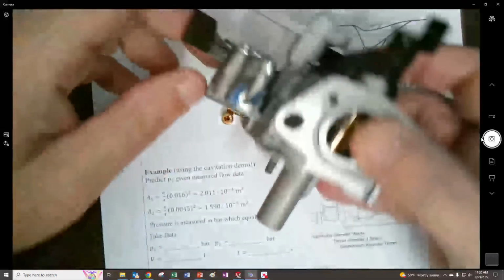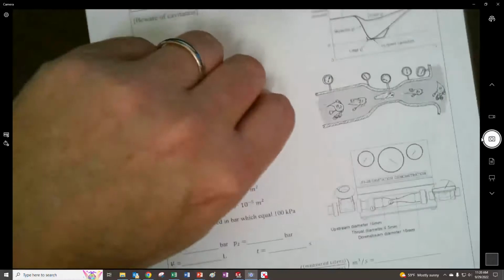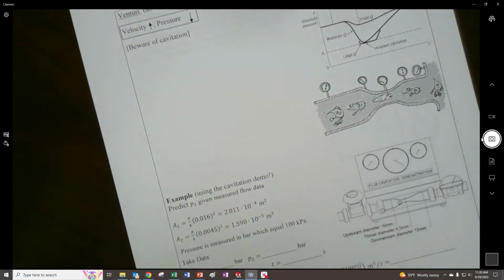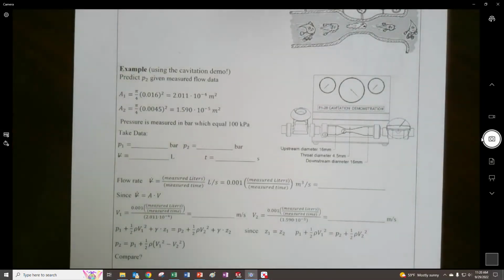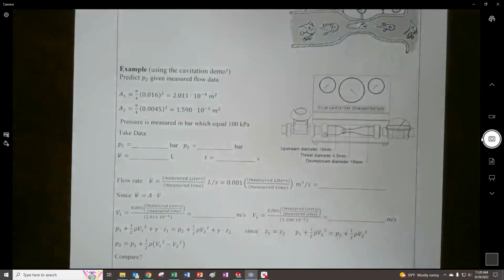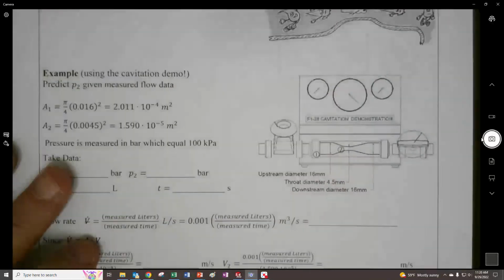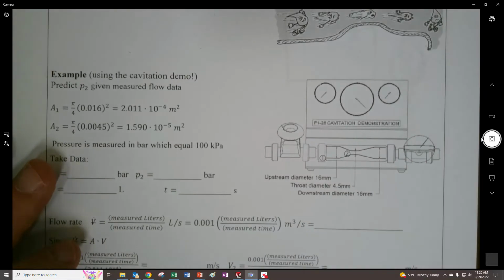So anyway, this is a use of a Venturi, very common use, and it's a useful thing to know about. So another application that we had at the Coast Guard Academy that we would use is we had this lab equipment from Armfield.